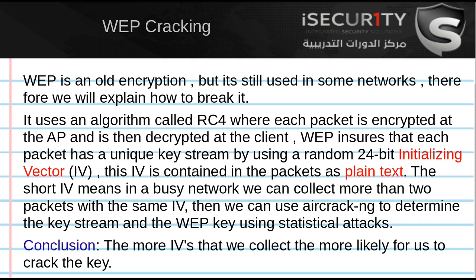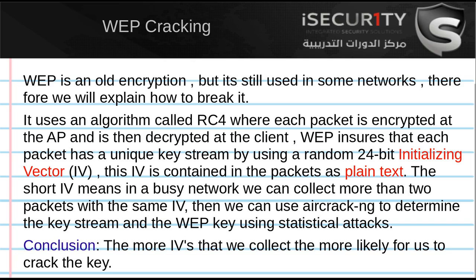The problem with the IV, or the initialization vector, is that it's very short. 24 bits is not that long. So in a busy network, there'll be a very large number of packets sent into the air. This means the number of possibilities of random IVs will be exhausted, and we will have two packets that have the same initialization vector.